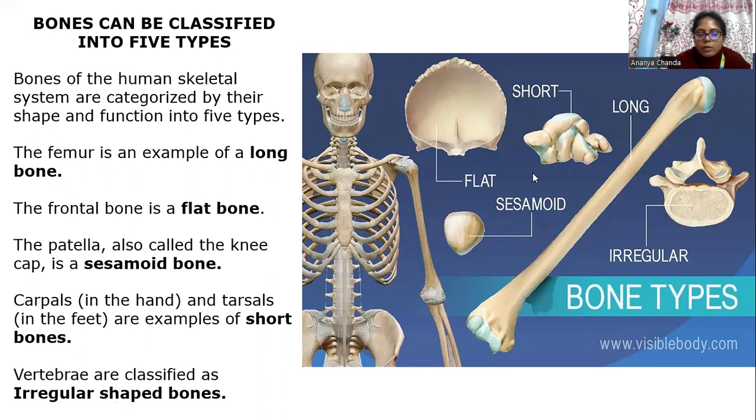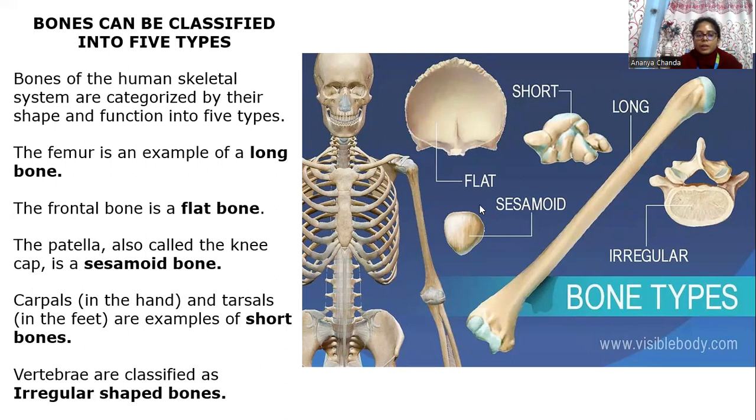So the long bone, an example we can take, is the femur, which is the thigh bone, and it is present in the lower limb. It is considered to be the longest bone present in our body. Then comes the flat bone, for which we can take the example, that is the frontal bone. So this is the frontal bone. This is flat in shape.